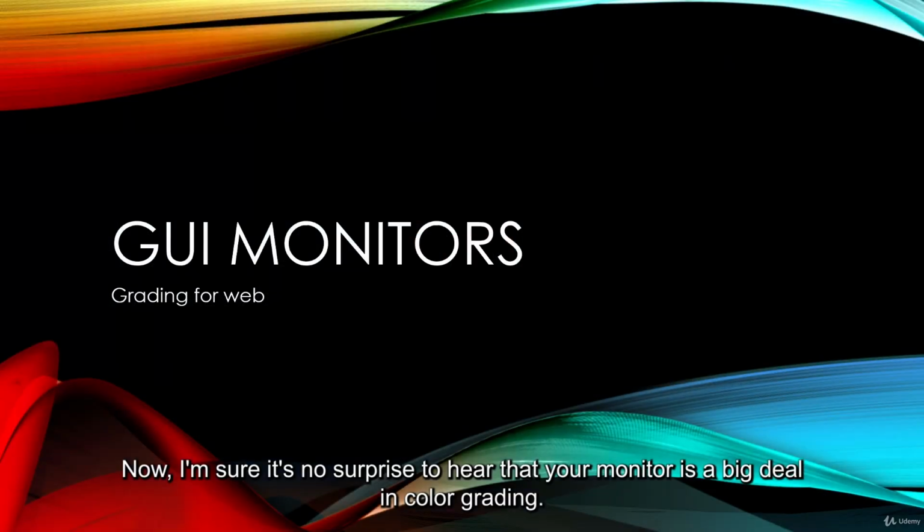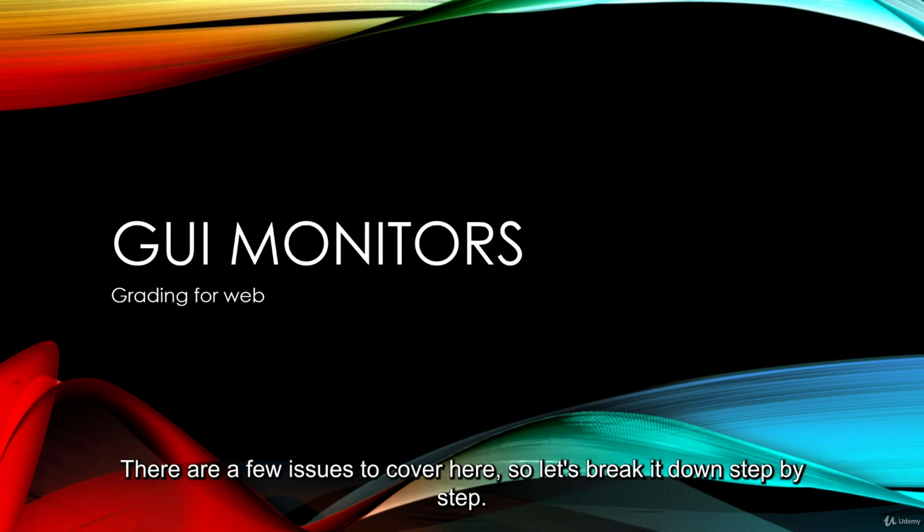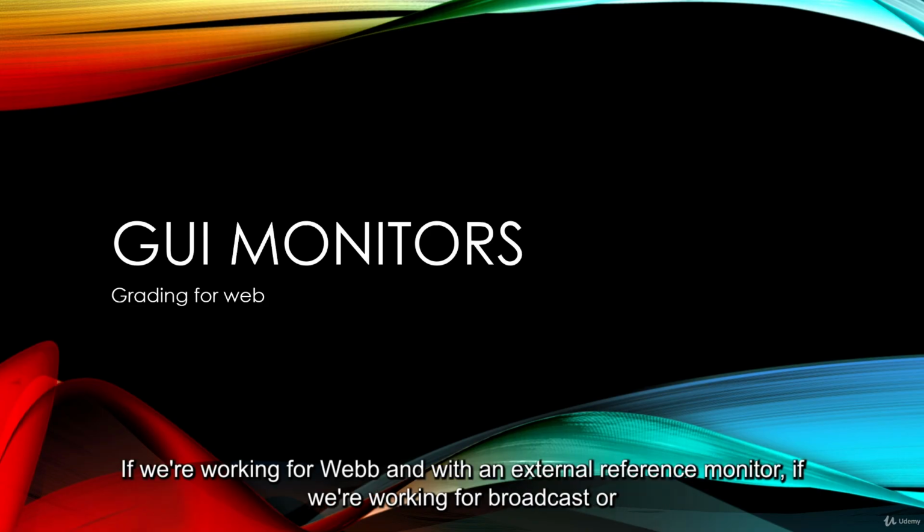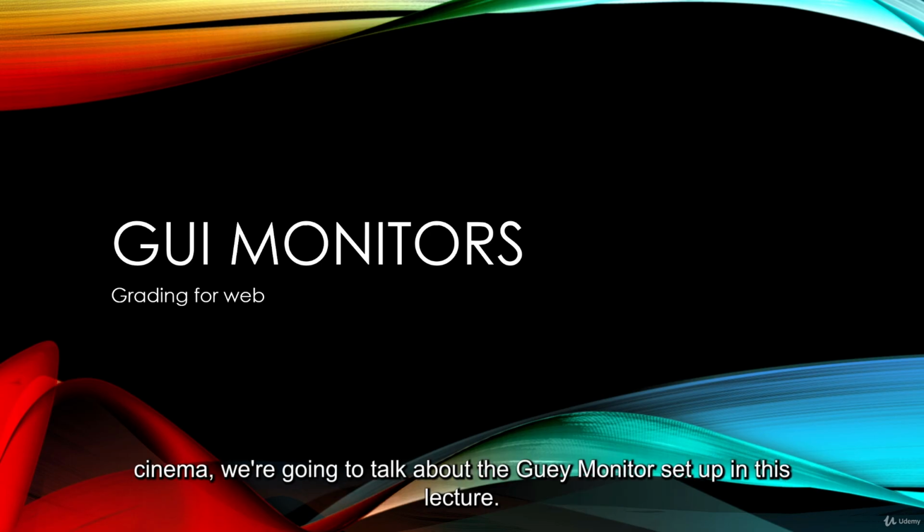Now, I'm sure it's no surprise to hear that your monitor is a big deal in color grading. There are a few issues to cover here, so let's break it down step by step. First, we can grade in 2 ways. With a good GUI monitor if we're working for web, and with an external reference monitor if we're working for broadcast or cinema. We're going to talk about the GUI monitor setup in this lecture.